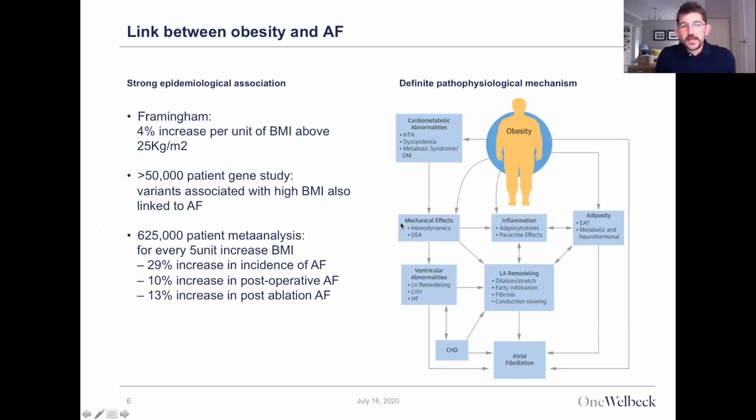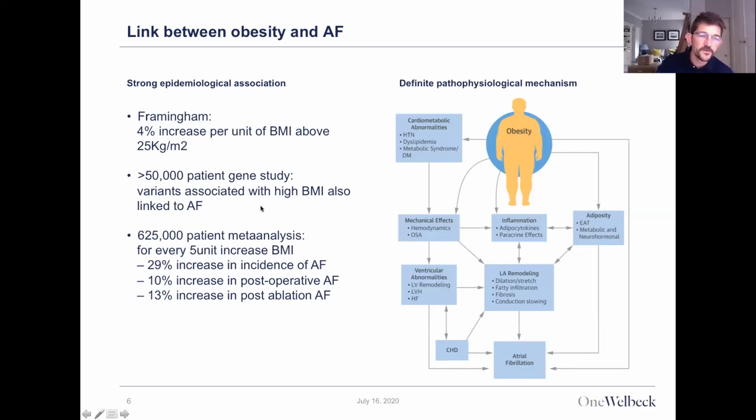So there is an extremely strong link between obesity and AF. Now, the data are observational, but extremely compelling. If you look at the Framingham study, for every unit increase in body mass index above 25, there's a 4% increase in the incidence of AF.